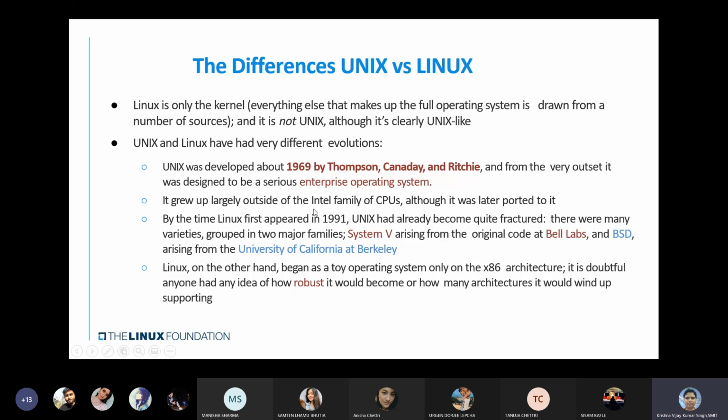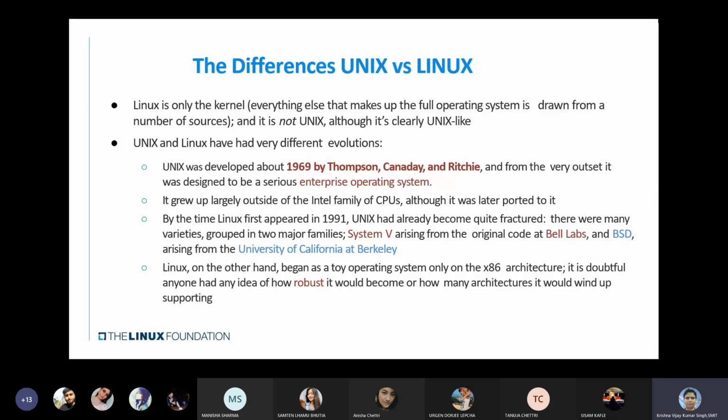Now, it grew up largely outside the Intel family of CPUs. That means when Unix was developed, it was not developed only for the Intel family. You know that Intel has a large dominance, especially in terms of CPU design. So all operating systems normally keep the Intel architecture in mind and design accordingly. But as I stated, it grew up largely outside of the Intel family, although later it was ported to it. It is supported by the Intel family, but not developed based on it, and not only supported by Intel.